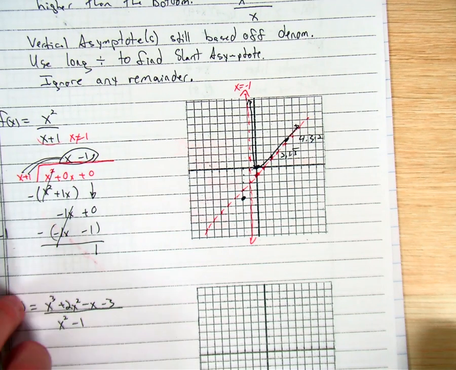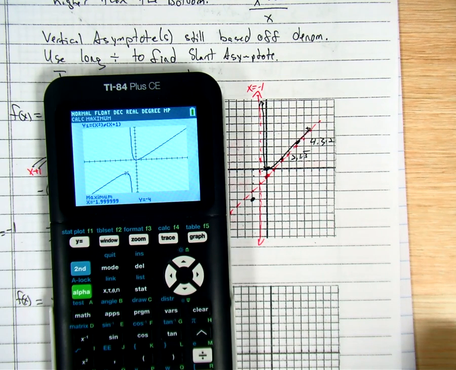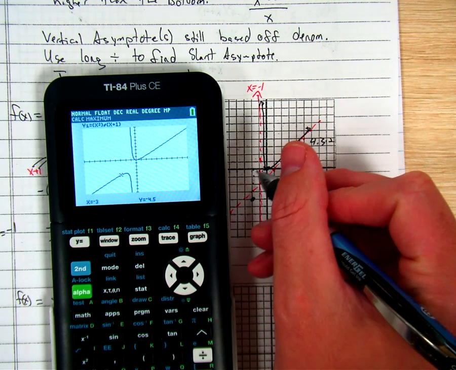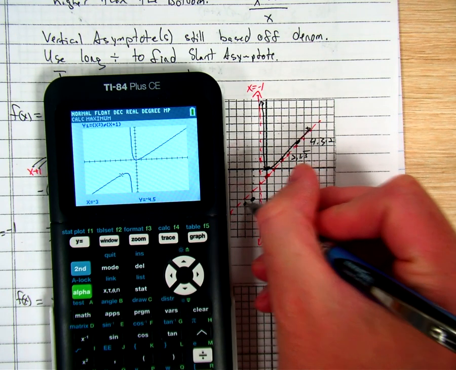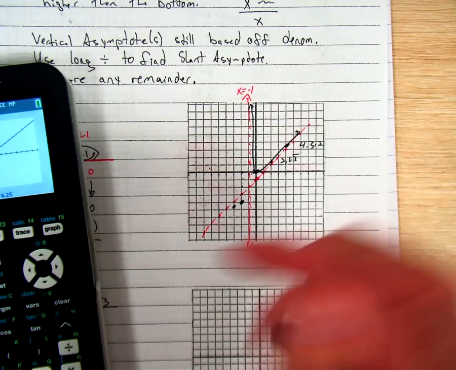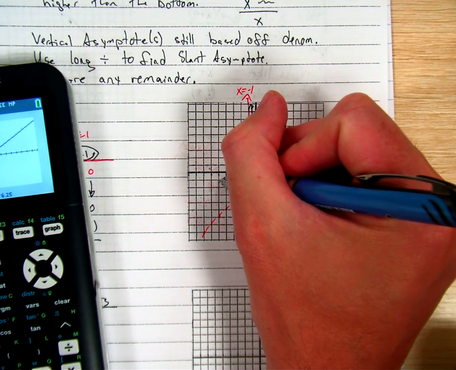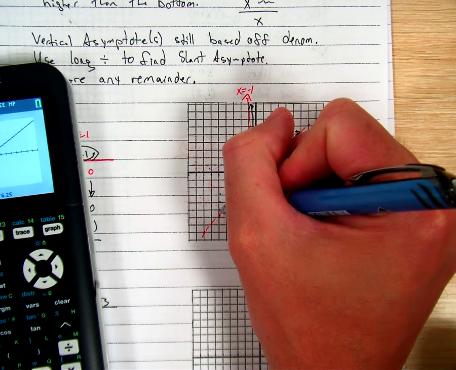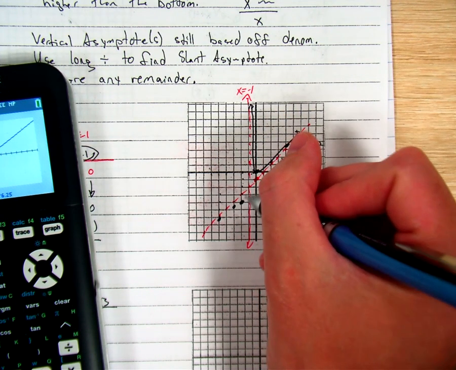Okay, and we can go a couple points to the left here. Let's go negative 3 is negative 4.5. 1, 2, 3, 4.5. And like negative 5 is negative 6.25. 1, 2, 3, 4, 5, 6.25. See how it's basically right on that line?